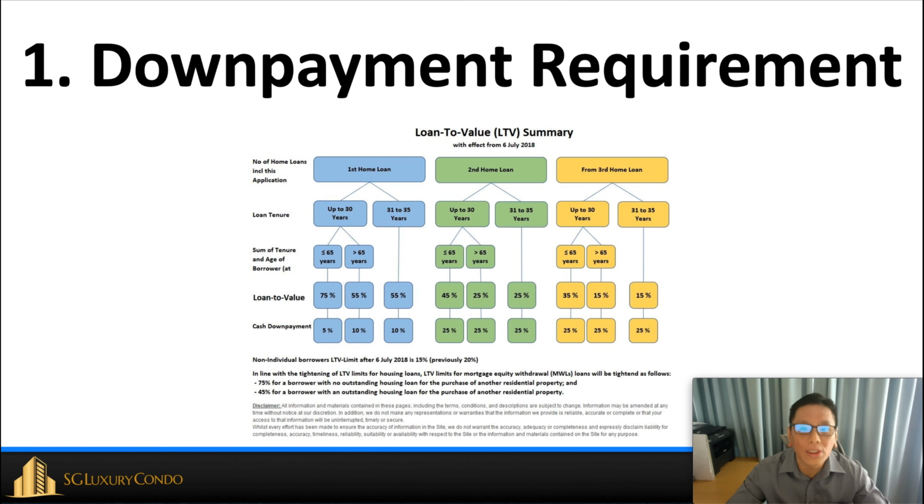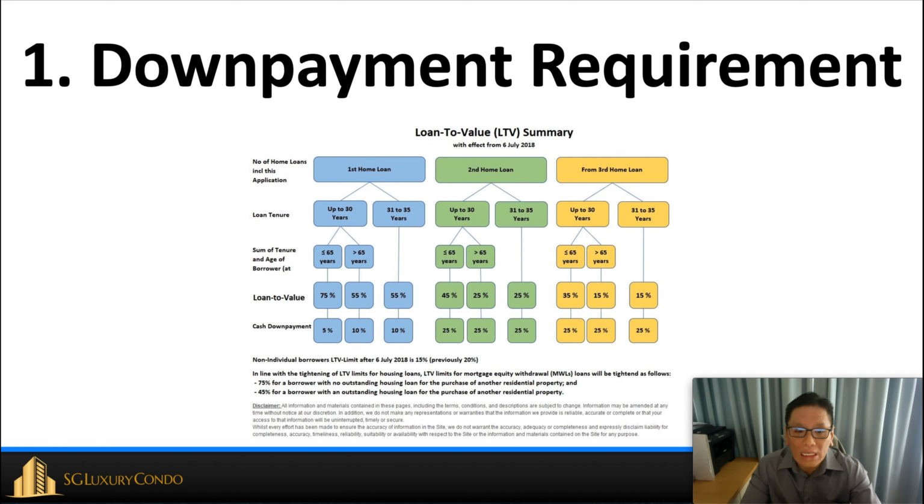Now, the first calculation we need to know is the amount of down payment you need in order to buy a property. So in order to do this, we have to look at the loan to value ratio. Now you can see from here that there are 3 different types of home loan that a person can take. So for example, let's assume that this buyer is looking to purchase his second property and his first property is not paid up yet, so therefore he'll be looking at his second home loan.